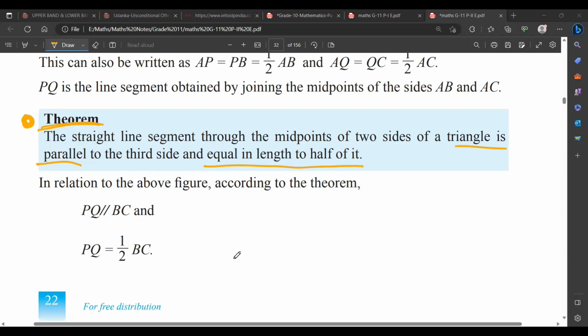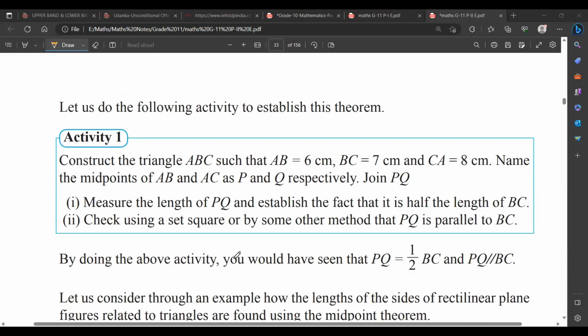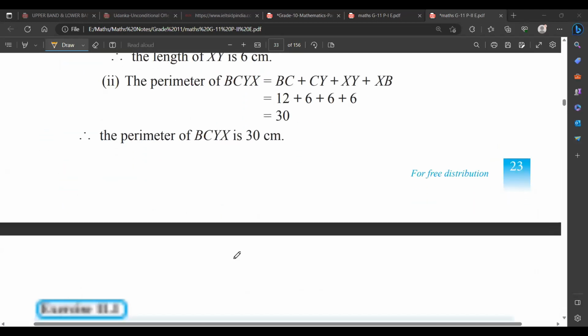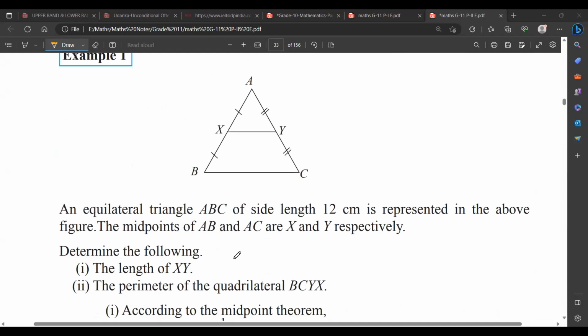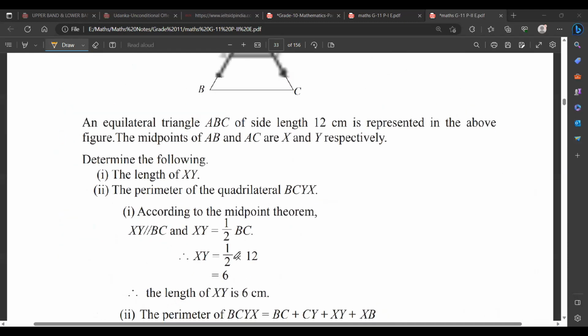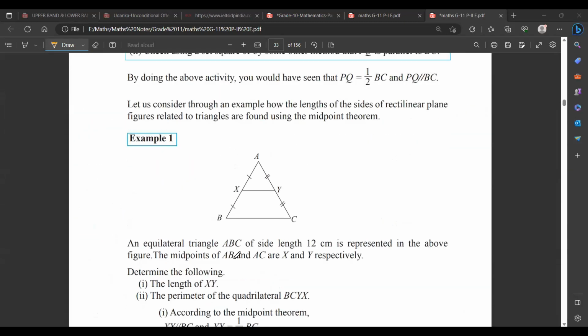Okay, this is the theorem. Now shall we do some examples? If I consider it like this, look at example one.